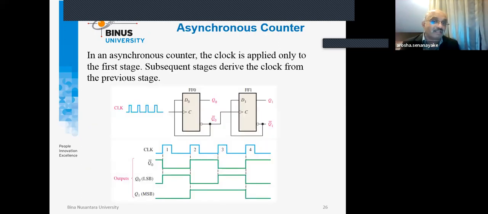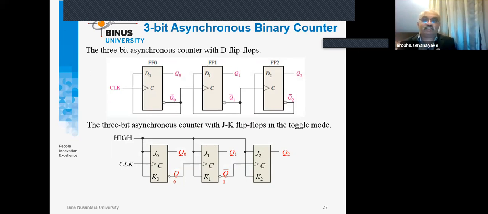In that manner, if we connect Q0 bar as the clock for the second bit, and then this one connects to this, that is the most significant bit. In that manner, we can construct a 3-bit asynchronous binary counter. That asynchronous characteristic comes with these kinds of counters.